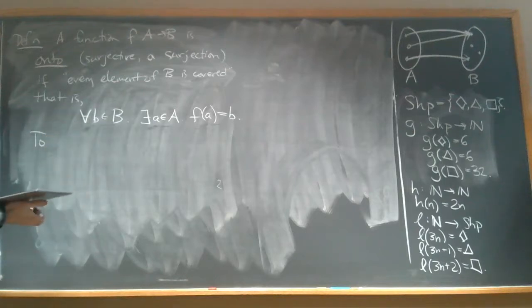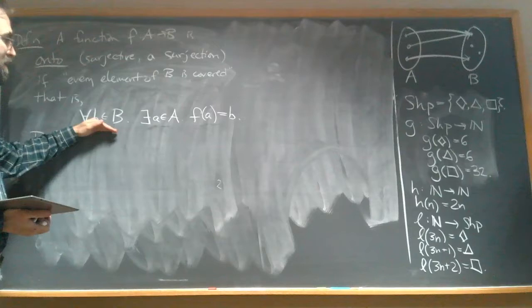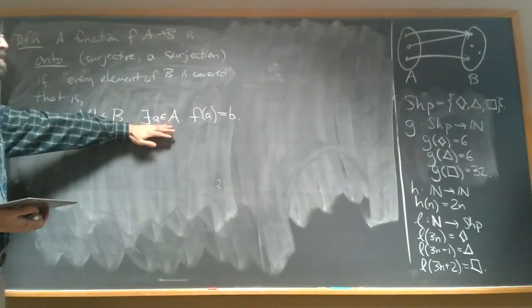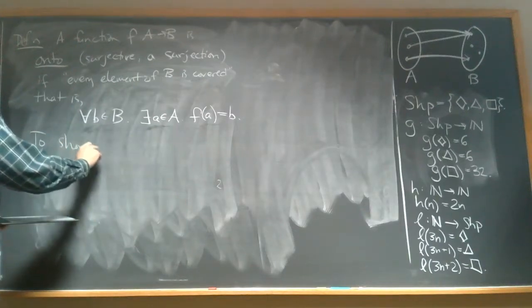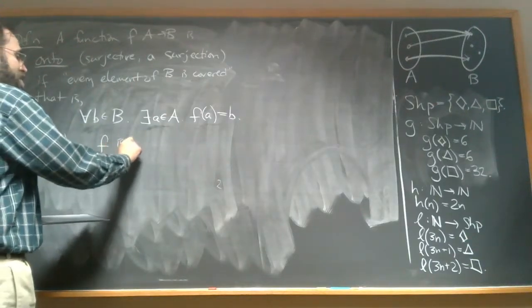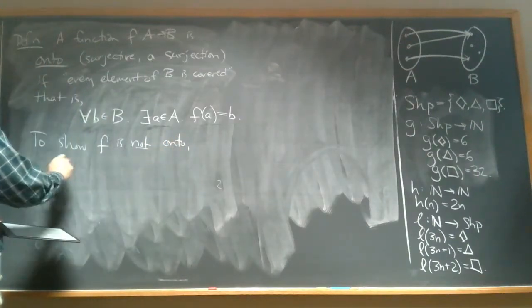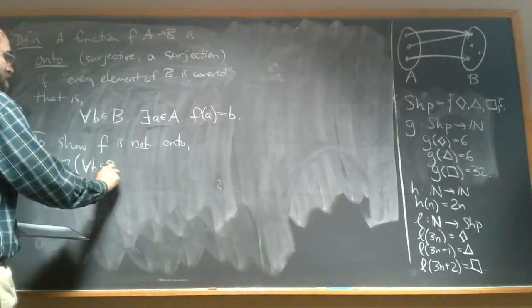So, to show that a function is onto, we just have to prove this statement. We pick an arbitrary b and then show that we can find an a that makes this work. To show that something is not onto, again, we can take the negation and use some equivalences to figure out what we have to show.